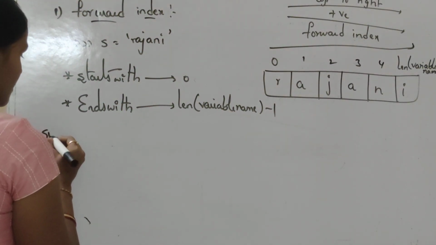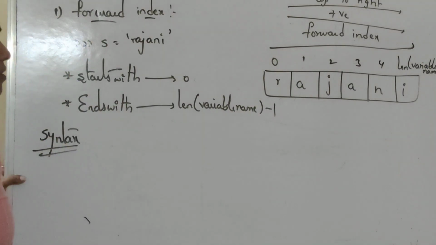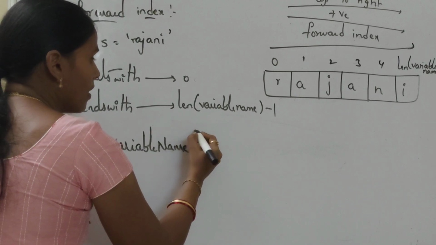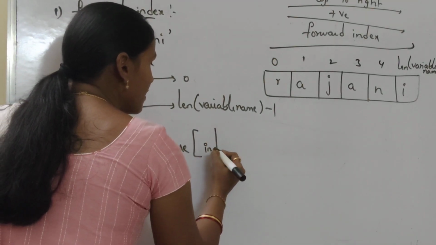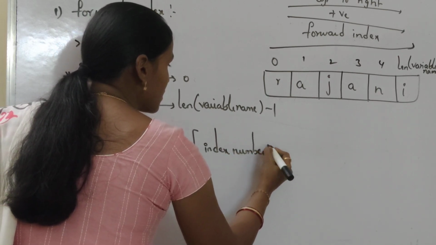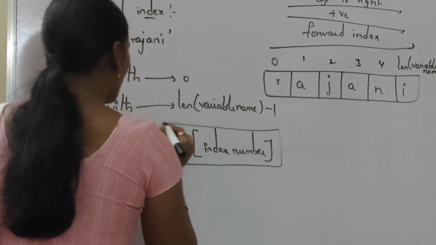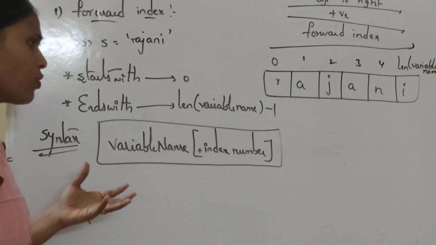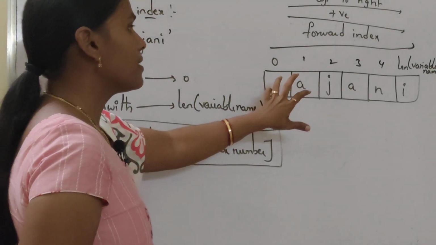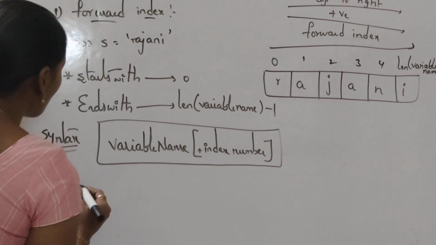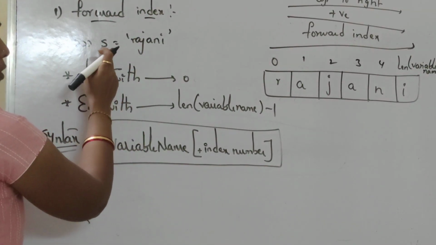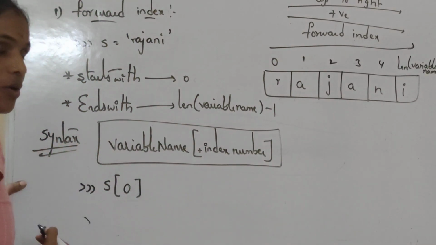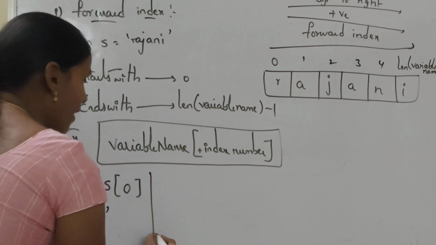Index syntax is the syntax for forward index. We will take the variable name, square brackets and index number. This is the syntax for forward index. This is positive. Default sign is positive; we have not mentioned plus. Okay, now if you want to print R, then we should use this syntax. S is Rajini, variable name is S, square brackets, index number is 0. It returns R.